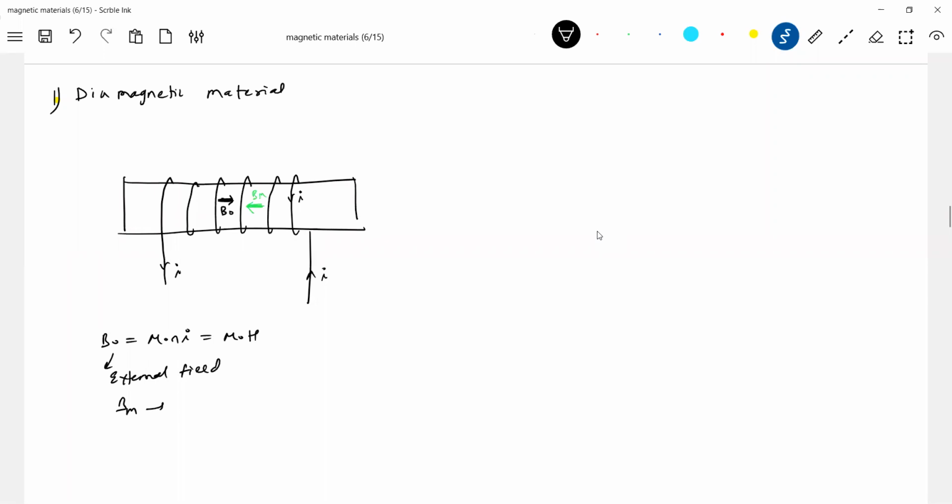Once again, this is the induced magnetic field in the material. Where is it, this Bm in the material, the induced magnetic field? Who will induce this magnetic field? That B naught only again, and this is a diamagnetic rod. Why will it happen? Why will it produce Bm opposite to B naught?